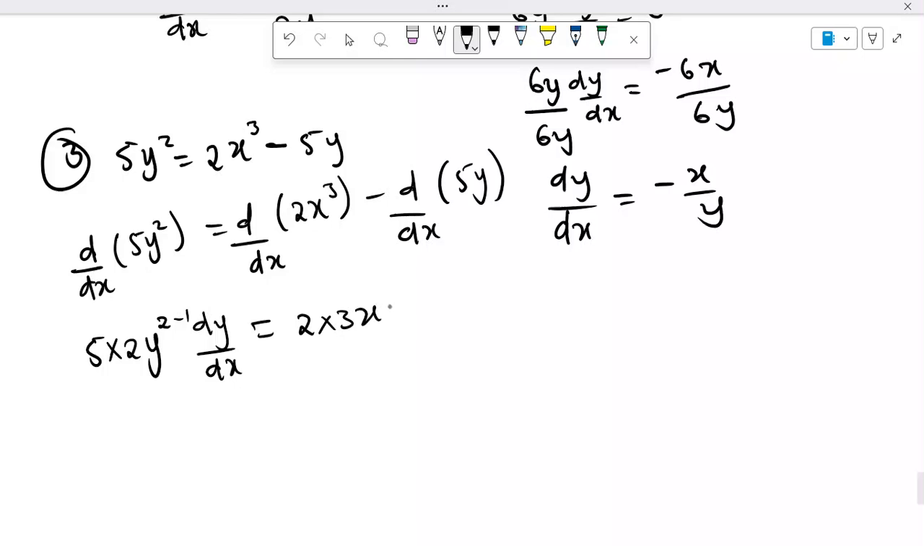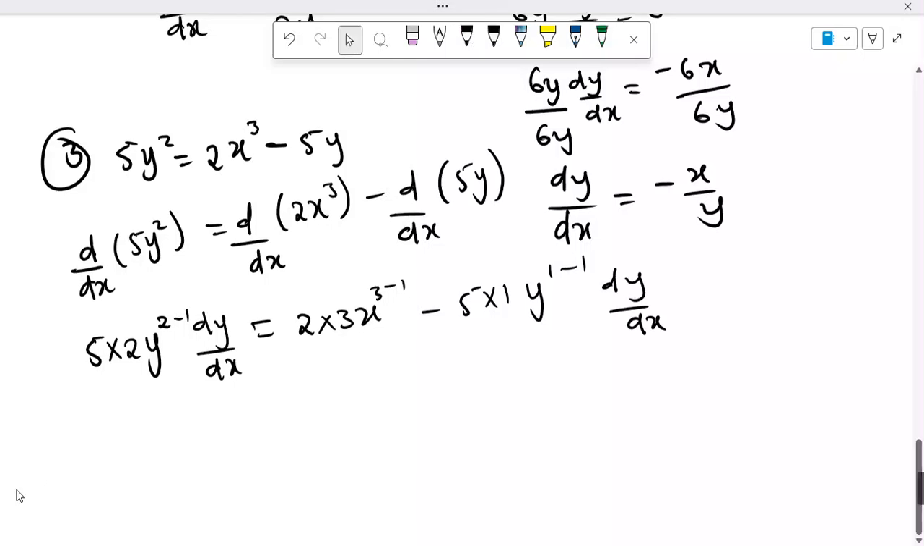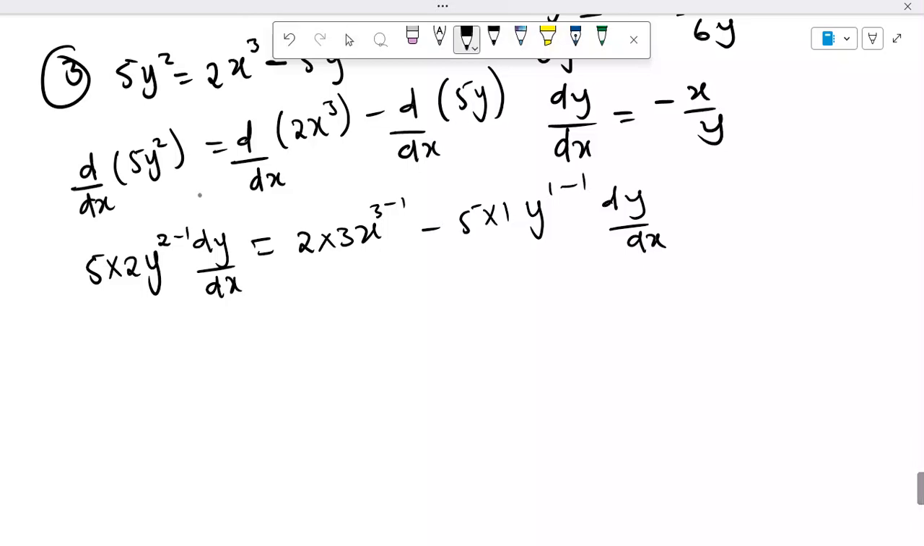Then x to the power 3 minus 1, and this one will also have dy/dx. So we say 5, the power is 1, so we drop down the 1. y to the power 1 minus 1, that is dy/dx. Okay, great. So let's continue.